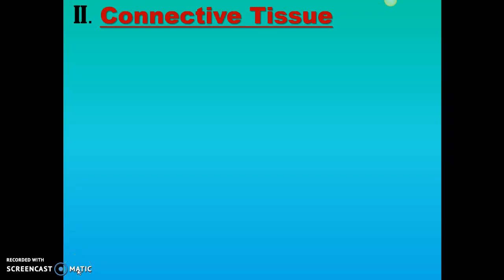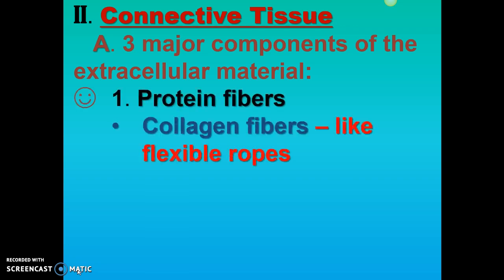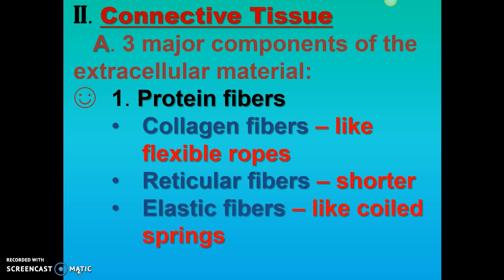Back to human tissue types. I'm doing a little bit of review. This is part two. So connective tissue, again, there are three major components of the extracellular material or matrix. That's the stuff outside the cells. Extra, outside, cellular. The protein fibers outside the cell. There's three types: reticular, elastic, and collagen fibers. We talked about those yesterday.